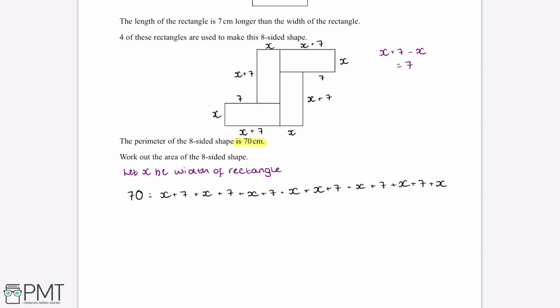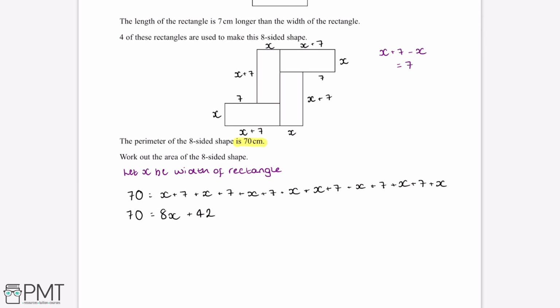And now what we want to do is simplify down all the x terms and then simplify down all the numerical terms. So if we count the number of x's we have 1, 2, 3, 4, 5, 6, 7, 8 x's. So 70 will be equal to 8x, and if we add up all the numerical terms, we have 6 7s, so the perimeter of this shape will be equal to 8x plus 42.